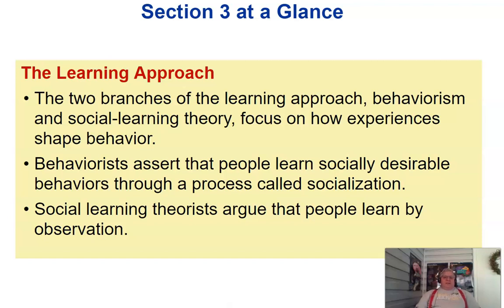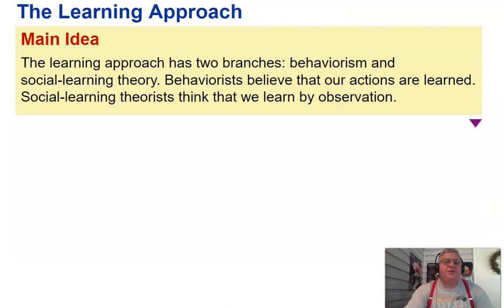Section 3, we're going to talk about the learning approach, our personality based on learning. The 2 branches of the learning approach are behaviorism and social learning theory, which focus on how experiences shape behavior. Behaviorists assert that people learn socially desirable behaviors through a process called socialization. Social learning theorists argue that people learn by observation.